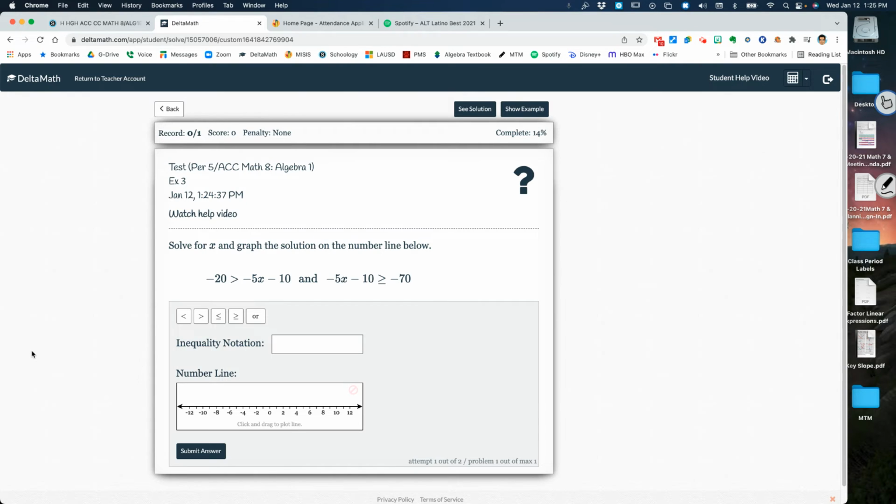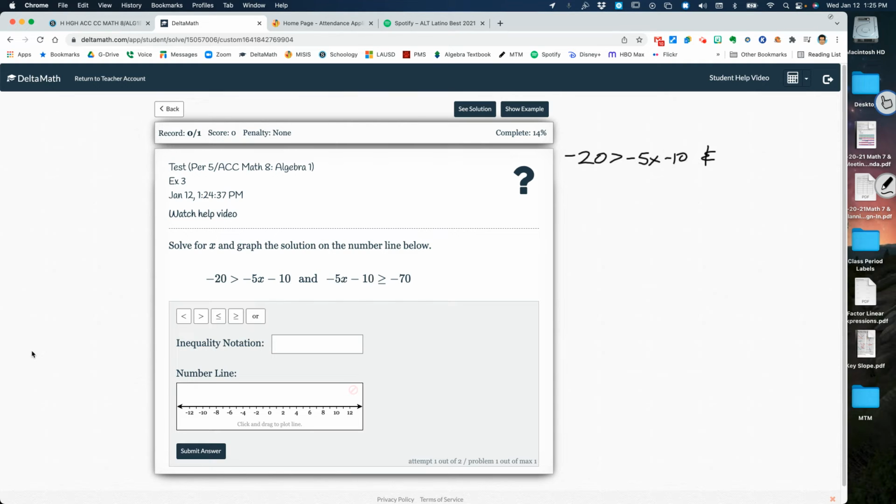There's 2 ways to write this out. Do you want to write it in the shortened way, or do you want to keep it separate, with the word and in the middle? How do you want to try this? Okay. So negative 20 is greater than negative 5x minus 10. And I'll just put that little symbol for and.